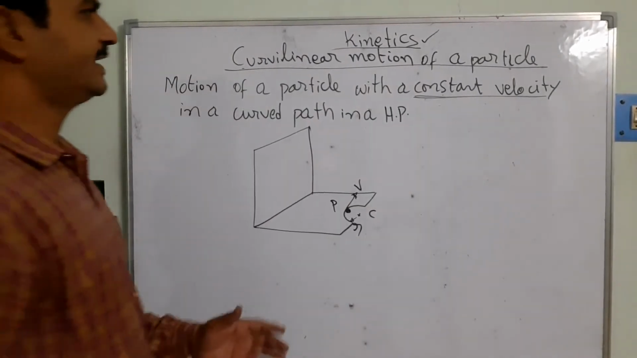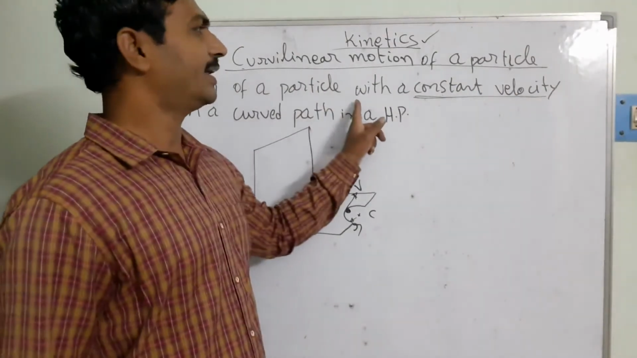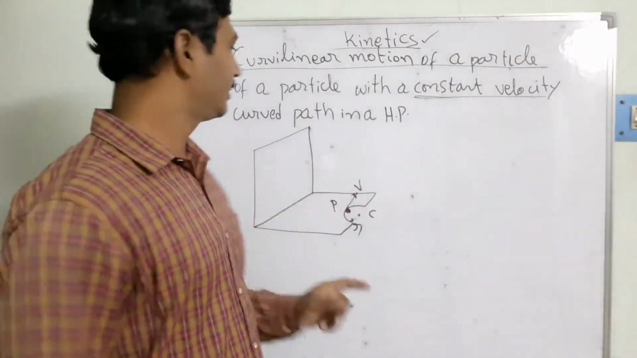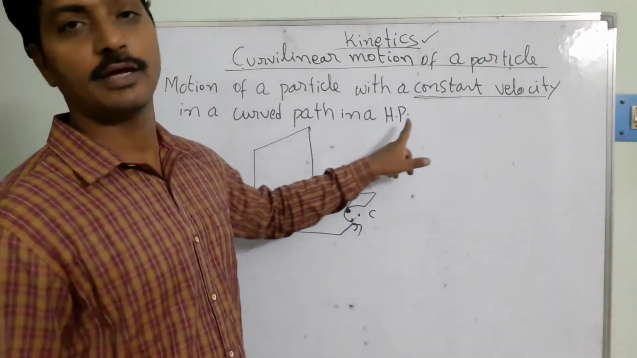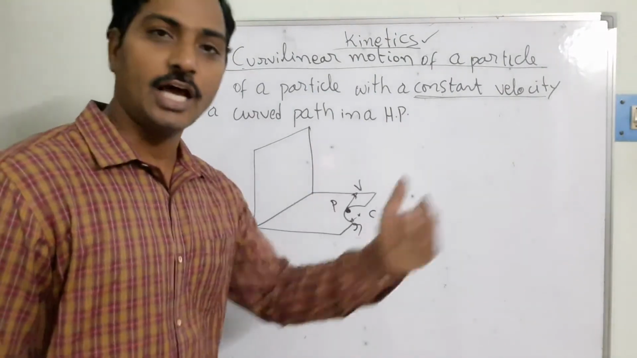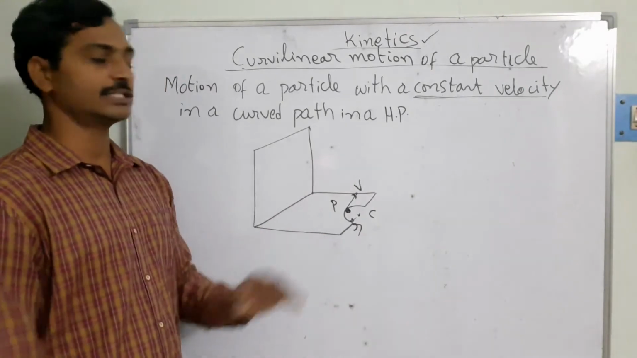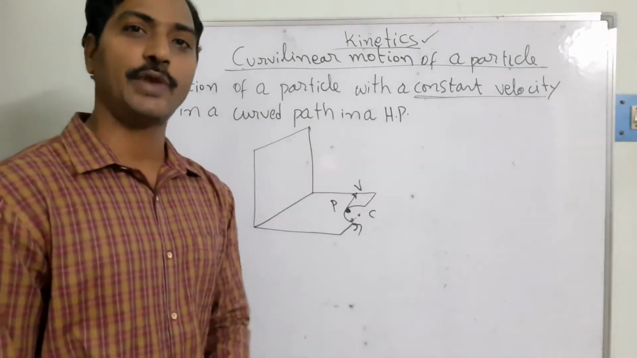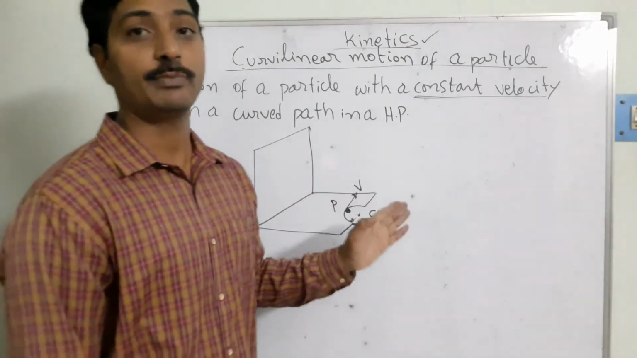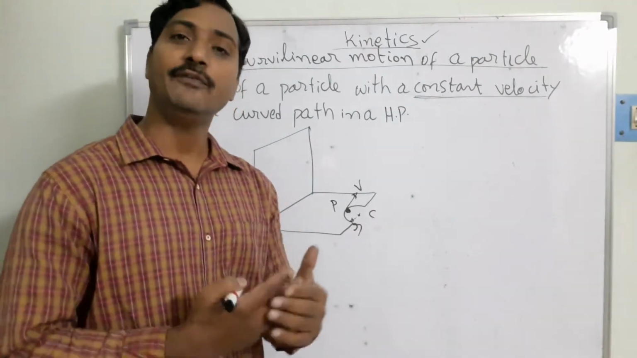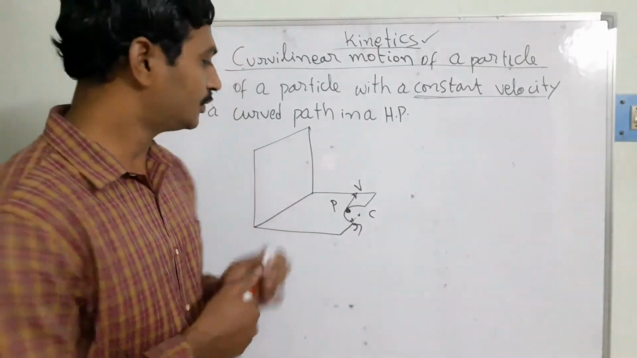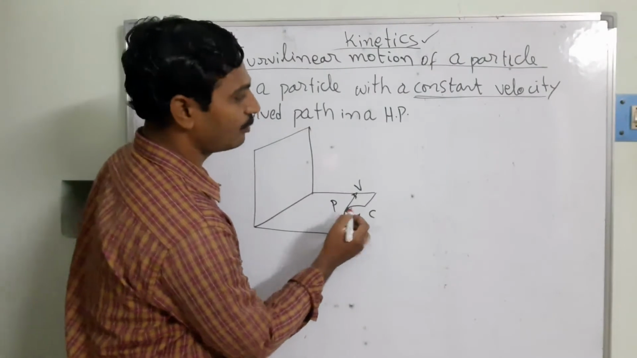So now we will see the motion of a particle with a constant velocity in a curved path. It is in the horizontal plane. In the last video we have seen that is in the vertical plane. Now we shifted to the horizontal plane. As for the working concepts we have discussed, the same points we are going to be using to formulate the equations of dynamic equilibrium. So there we can see the particle is going to be moving in this one.